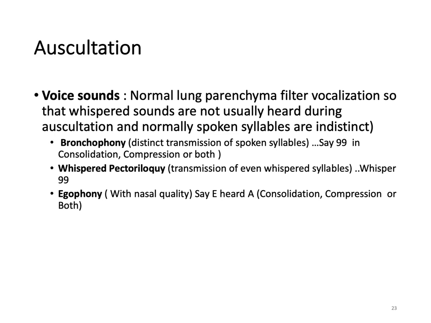For the voice sounds, the normal lung parenchyma filters vocalization so that whisper sounds are not usually heard during auscultation, and normally spoken syllables are indistinct. It's called bronchophony when the distinct transmission of the spoken syllables, when the patient says 99, is heard, and that is seen in consolidation or compression or both. And it's called whispered pectoriloquy when the transmission of even whispered syllables is heard.